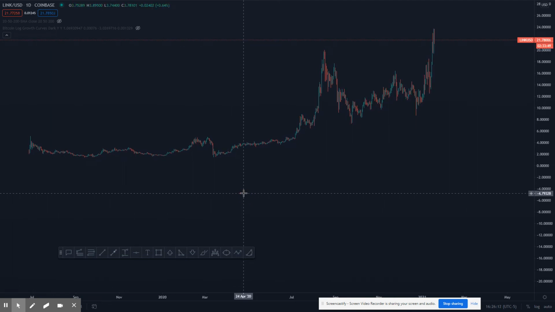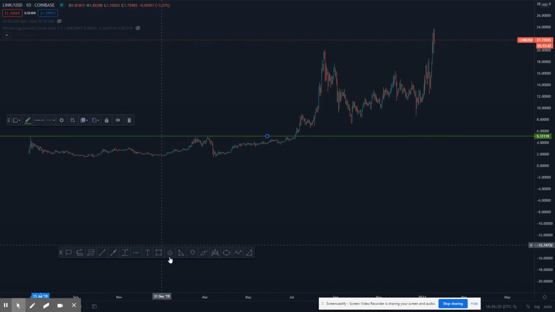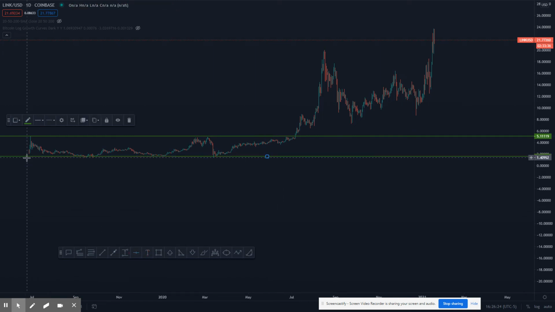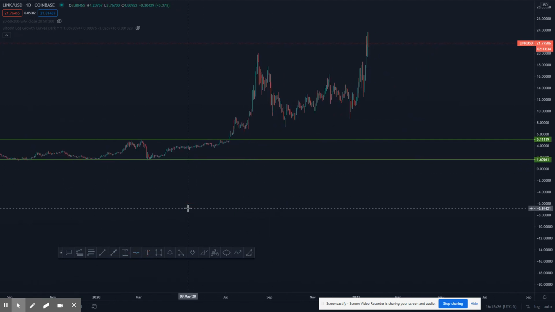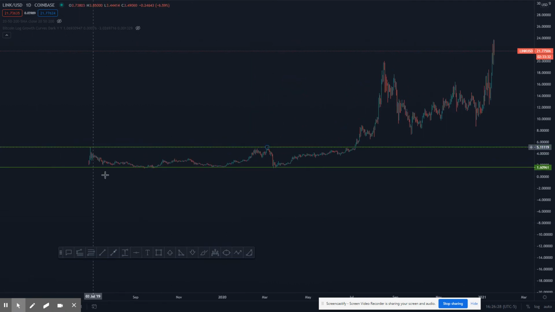Okay, guys. With that being said, look at this ceiling and floor. You had a ceiling here, and you have a floor here. Now, guys, what do we want? Remember I told you we're in a range. We want to break out. We did. We broke out.